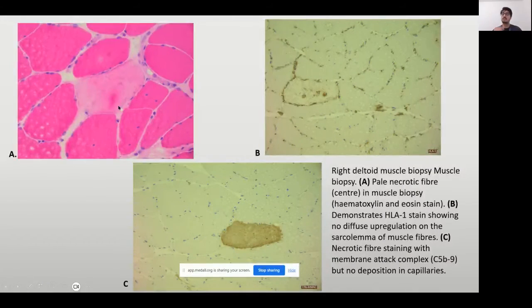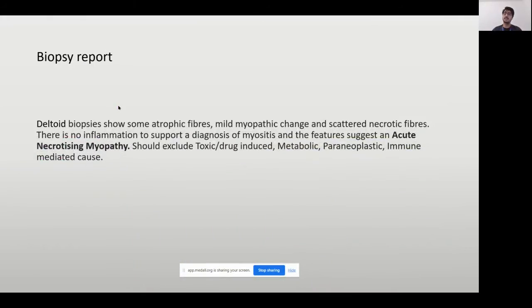So I discussed with the histopathologist what it could be, and he gave us the final summary of the muscle biopsy for this patient. He mentioned that there's no inflammation to support the diagnosis of myositis, and the features suggest acute necrotizing myopathy. And we should exclude toxic, drug-induced, metabolic, paraneoplastic, and immune-mediated causes in this patient.